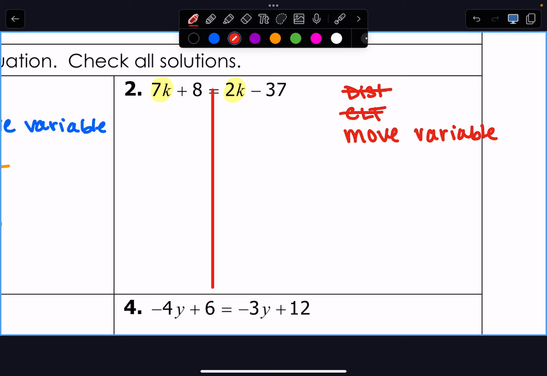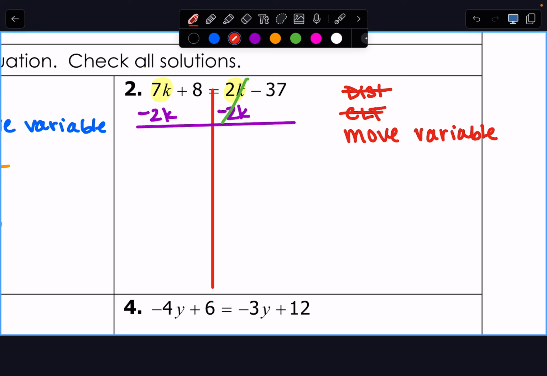If I want 2k to be over on the left, how would we move it over? Okay, so I heard 2 different things. So let me ask you this. Is 2k plus 2k going to undo each other? No, that's going to be 4k. That's not what we want. So we're going to say minus 2k so that those cancel out.